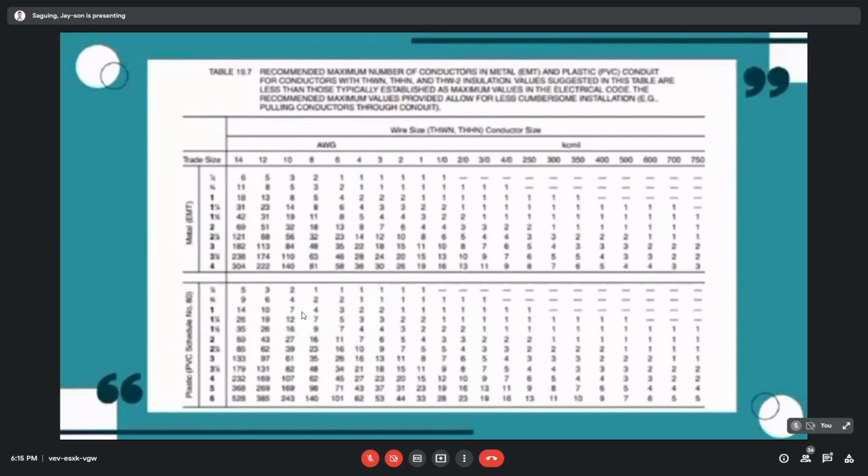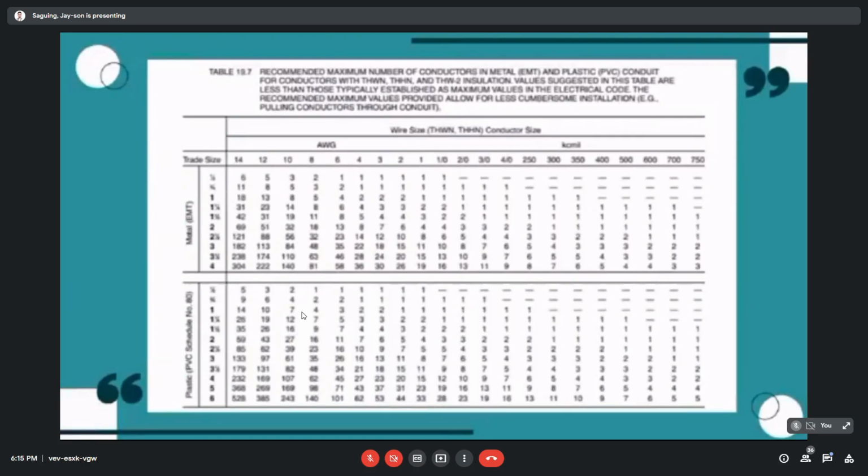So back in the table, these recommended values are less than those typically established as maximum values in electrical code. They are recommended maximums because they allow for less cumbersome installation, like pulling conductors through conduit, and are based on industry experience. So this table can help in making wiring decisions. It is also used to determine how many wires your conduit or tubing can safely contain.